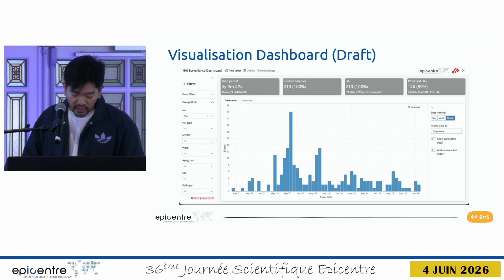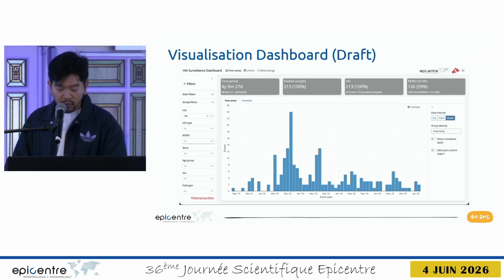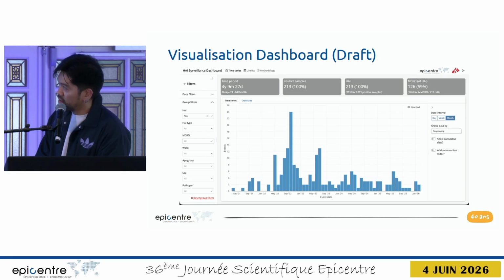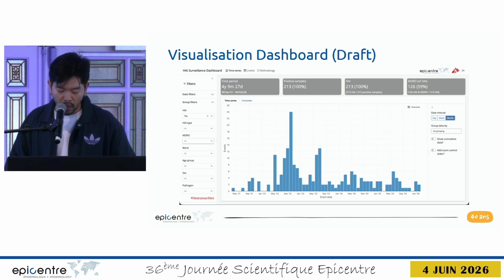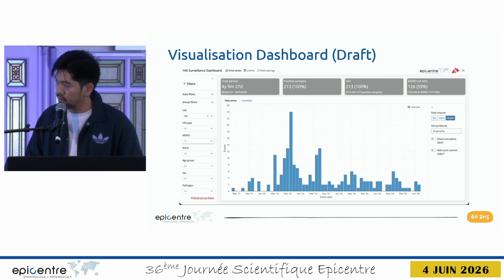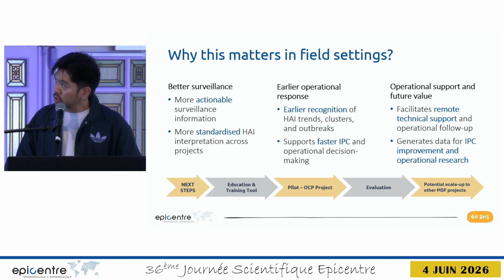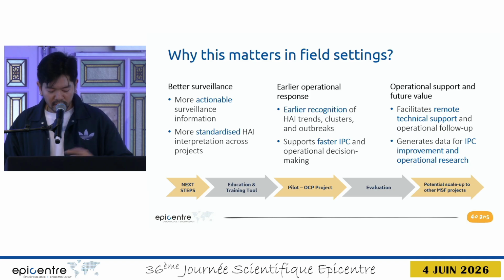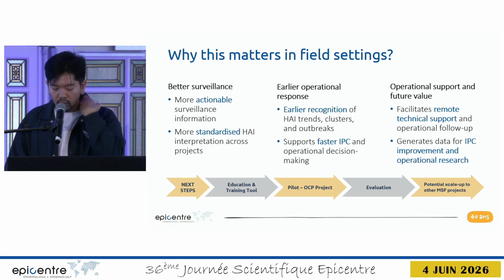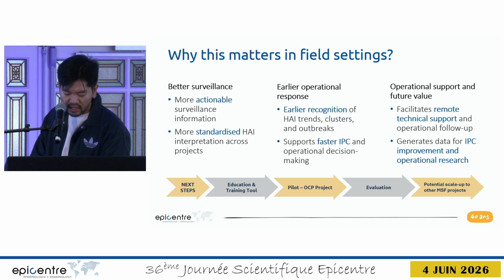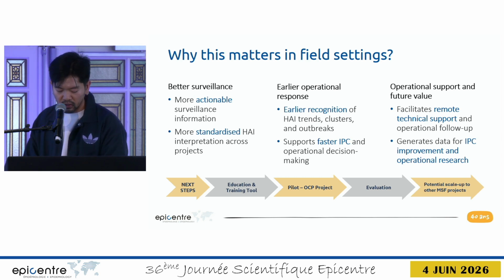And then this is the visualization dashboard with simulated or dummy data, so don't mind information like the 100% HAI. We're starting with numbers, and then we will go into rates or incidence rates in the future. Sorry, this is my last slide. So why does this need to be addressed right now in the field? There are several operational gaps that still exist in HAI surveillance across MSF-supported settings.